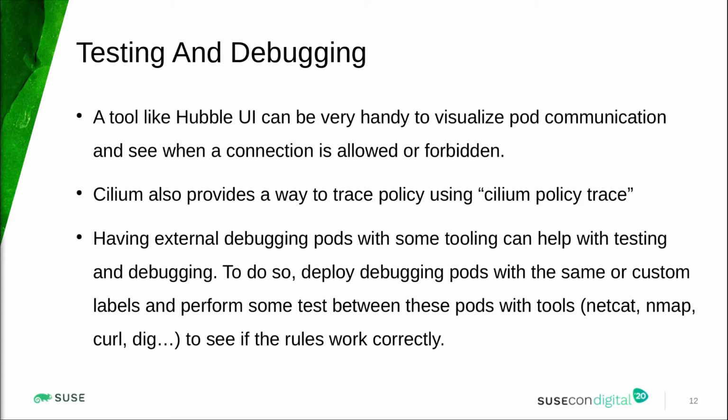The very last topic before we see some examples is how to test and debug when you start using network policies. The first one in this list is Hubble UI. Hubble UI is a web application where you can visualize the pod traffic in real time and you can see if this traffic will be allowed or denied, and you can get some very interesting information about the source of the traffic, the destination of it, if the pod was selected by a network policy, and so on. This is a really great tool.